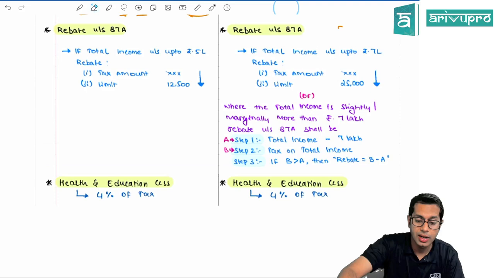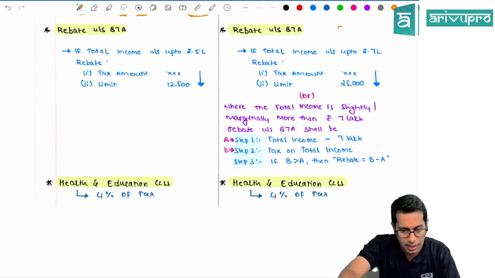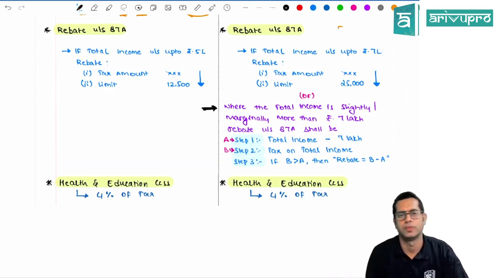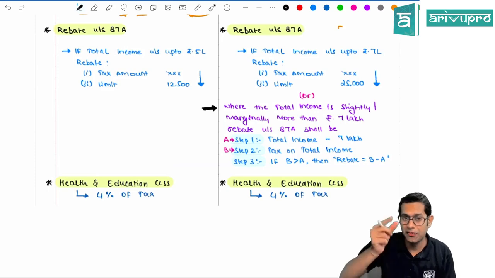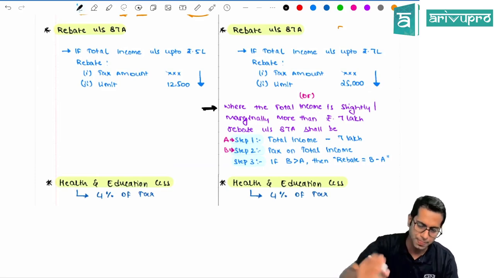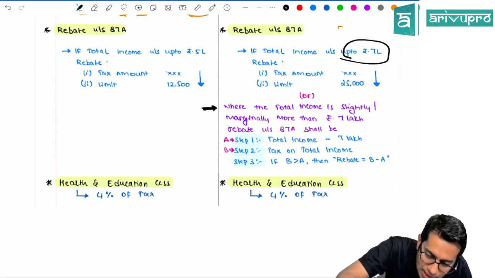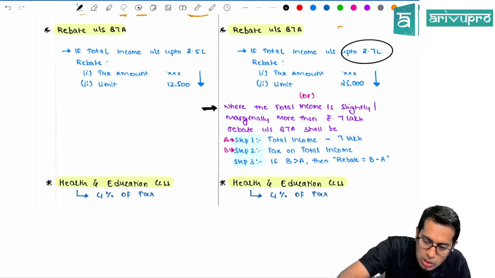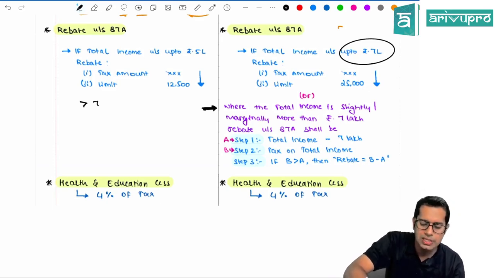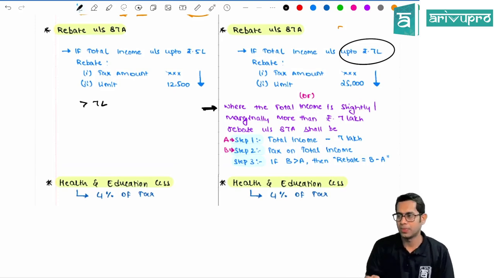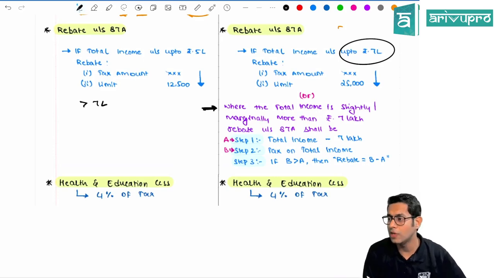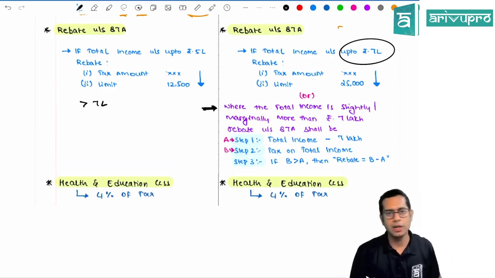But under 115BAC, this is the normal rebate. Under 115BAC, there is one extra rebate which they will give you. There is one different calculation which you have to do for claiming that extra amount of rebate. Normally, if your income is up to 7 lakhs, only then you are going to get a rebate. Sir, what if my income is more than 7 lakh rupees? Normally you will not get a rebate. The rebate under section 87A will be given to 115BAC people only when the total income is up to 7 lakh rupees.